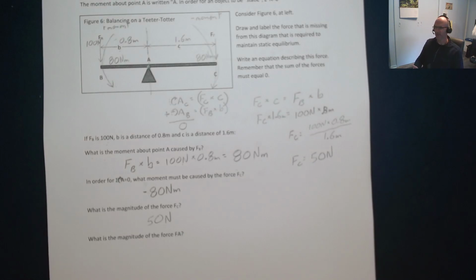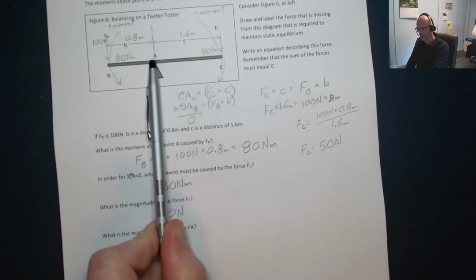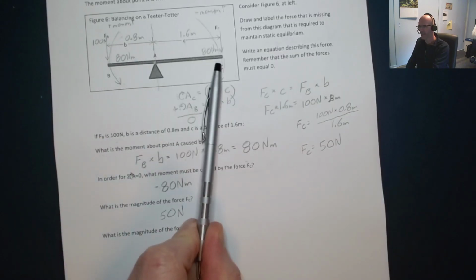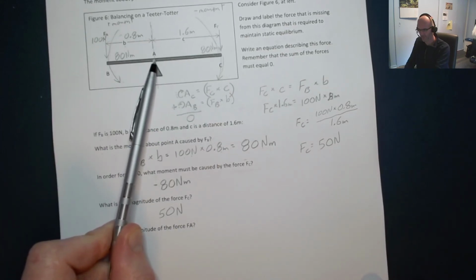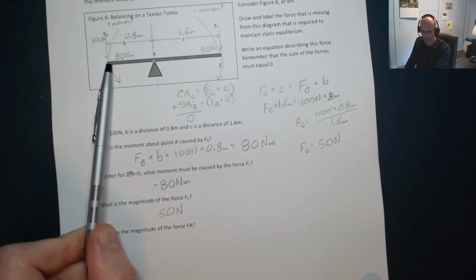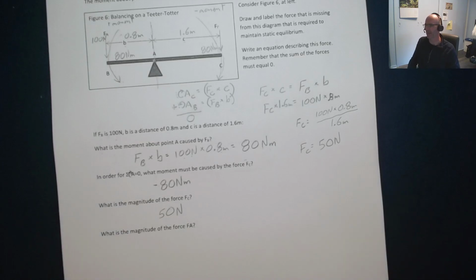Hopefully that's making sense. Again, if this arm is twice as long as this arm, you only need half the force out here to get the same torque, or the same moment. And this one is half the length, so it needs twice the force. The two have to balance out so that things don't get out of control.